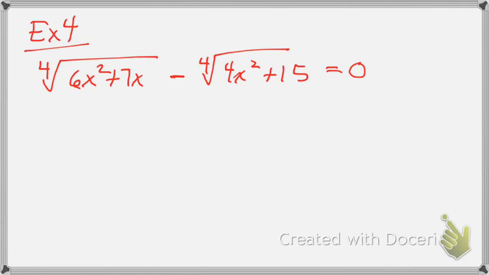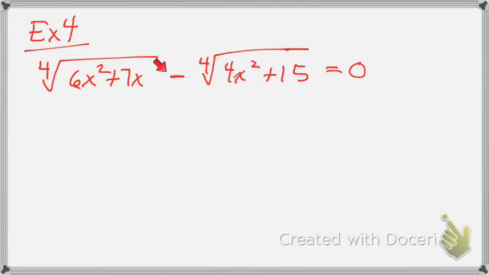Okay, so what should I do first? I mean, clearly I'm going to need to take something to the fourth power, but you don't want to do that at this point. Yeah, let's move this over here so I have a fourth root equal to a fourth root. Then it makes it easy for me to just take both sides to the fourth power.